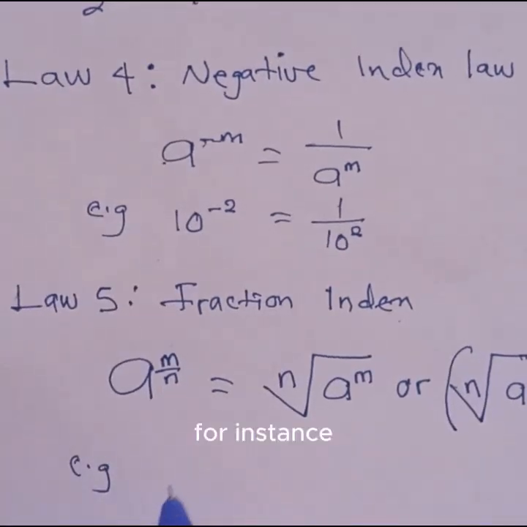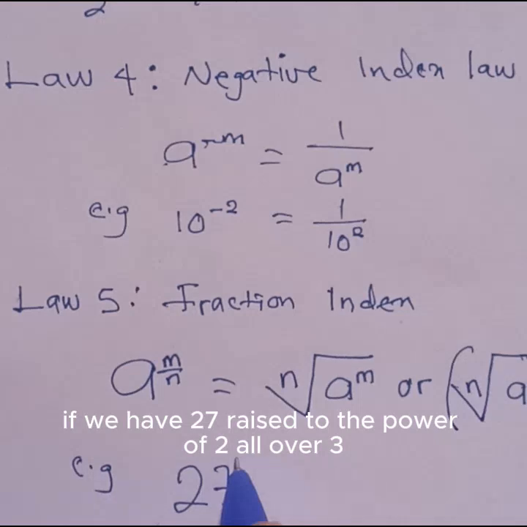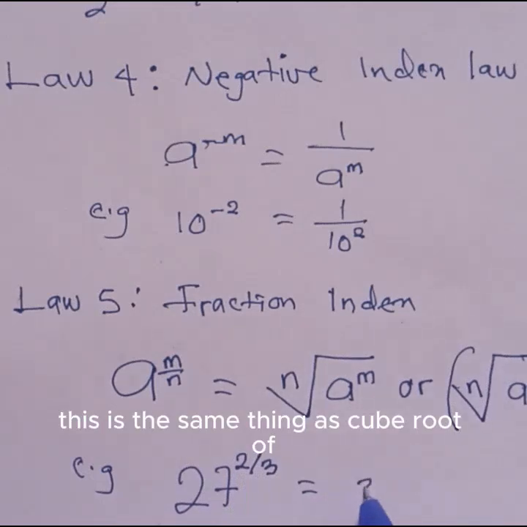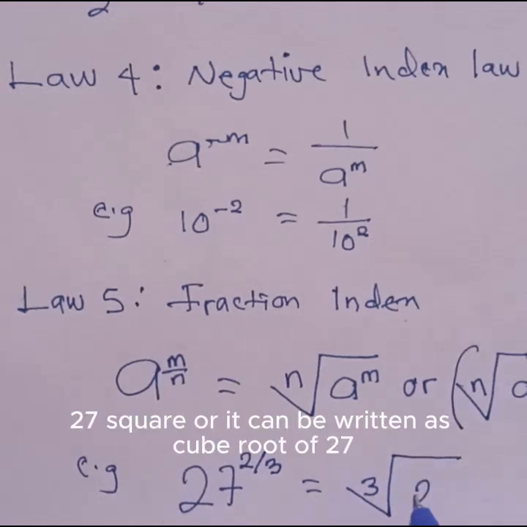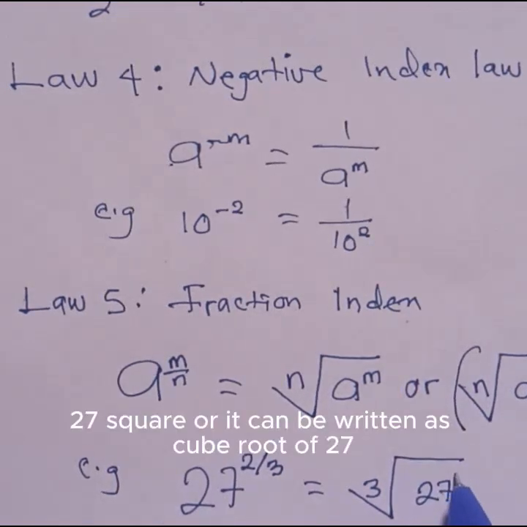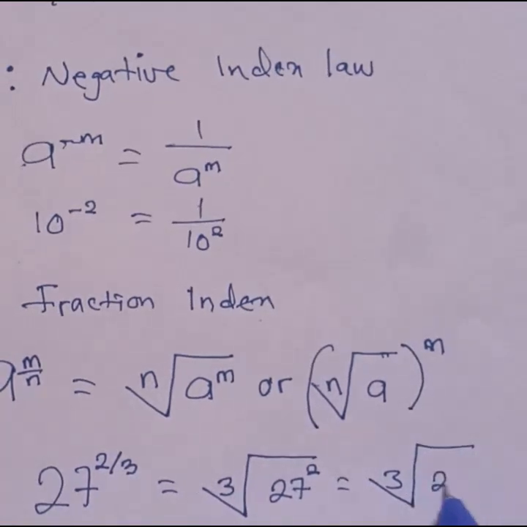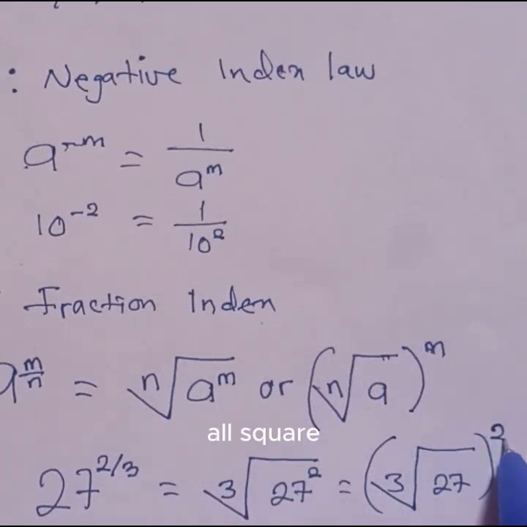For instance, if we have 27 raised to the power of 2 all over 3, this is the same thing as the cube root of 27 squared, or it can be written as the cube root of 27, all squared.